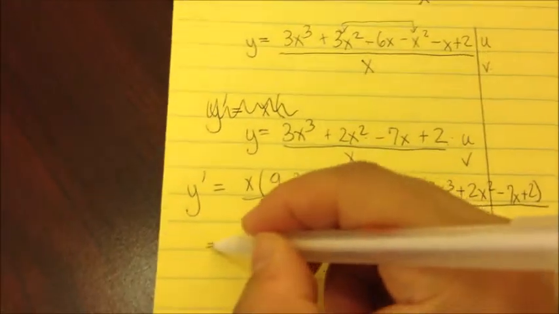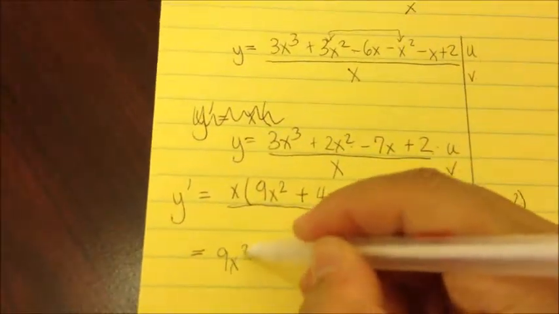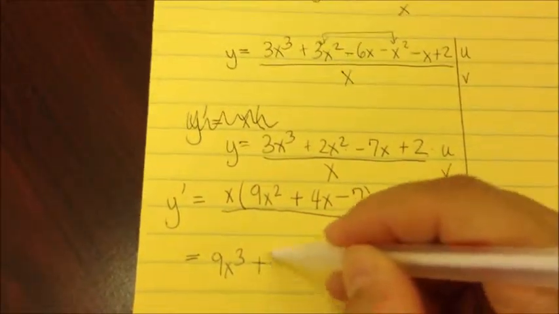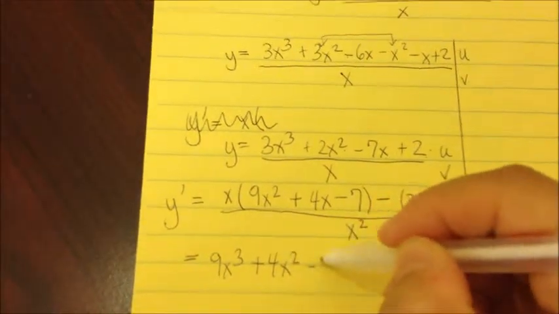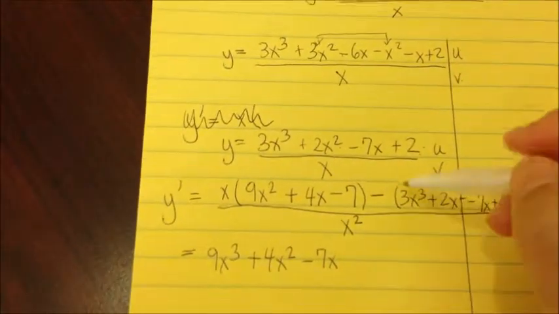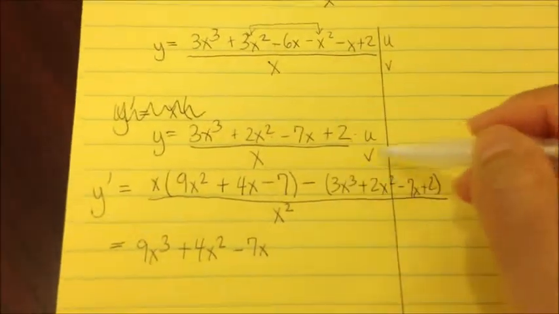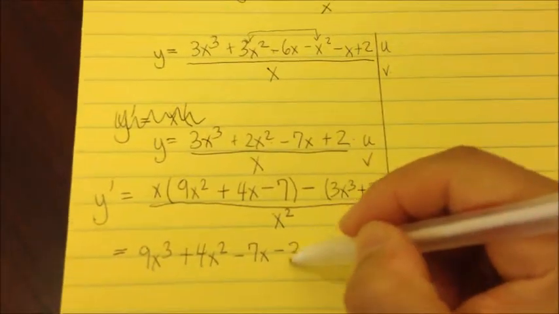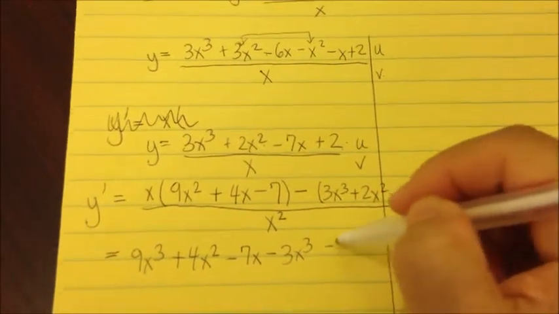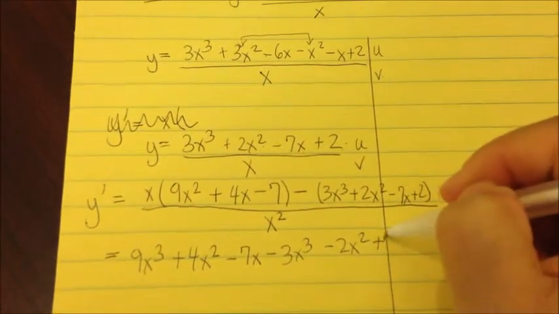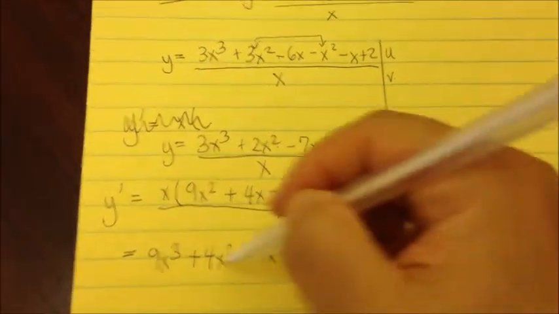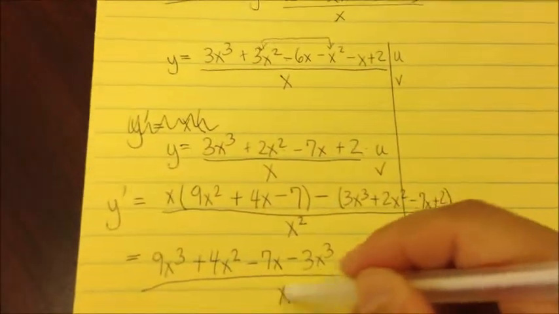So let's do that. So then I have 9x cubed plus 4x squared minus 7x. On this one right here, I don't have any distribution because it was a 1. So I'm just going to distribute the negative to each part. So it's negative 3x cubed minus 2x squared plus 7x, right? Minus 2 all over x squared.